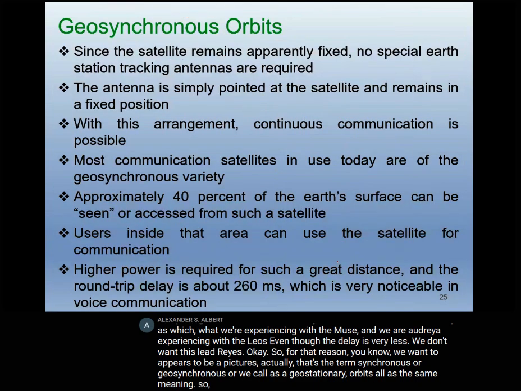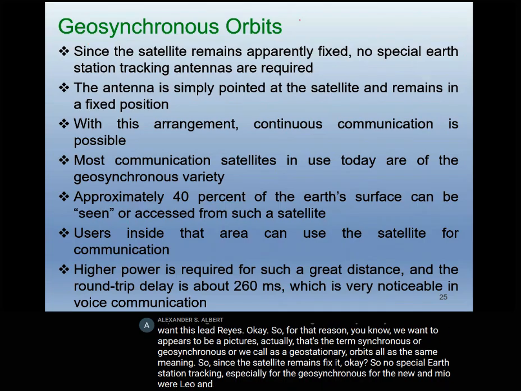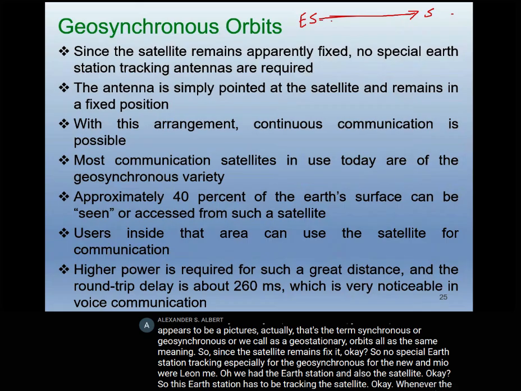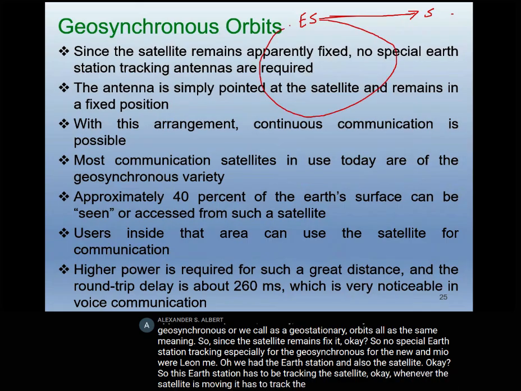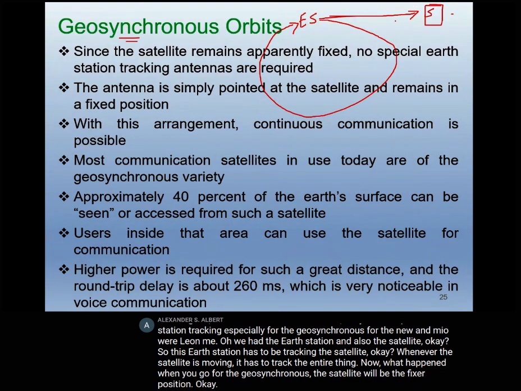Since the satellite remains fixed, there is no special Earth station tracking, especially for the geosynchronous. For the LEO and MEO, we had the Earth station and also the satellite, and this Earth station has to track the satellite. Whenever the satellite is moving, it has to track it. Now, what happens when you go for the geosynchronous? The satellite will be in a fixed position.